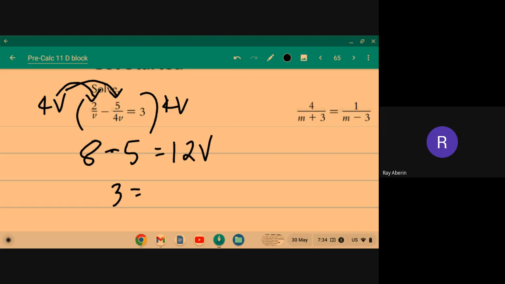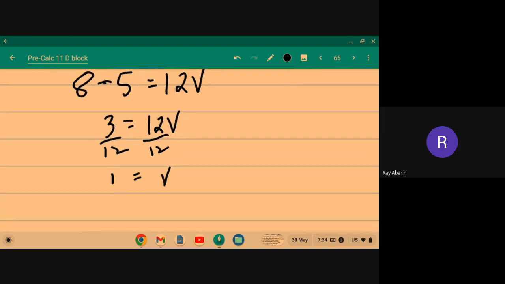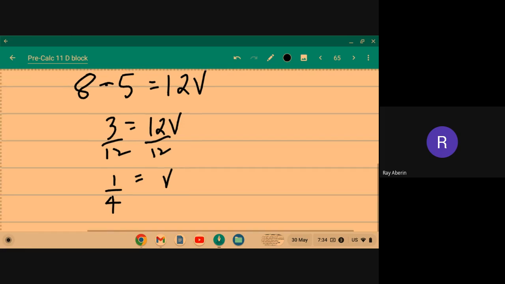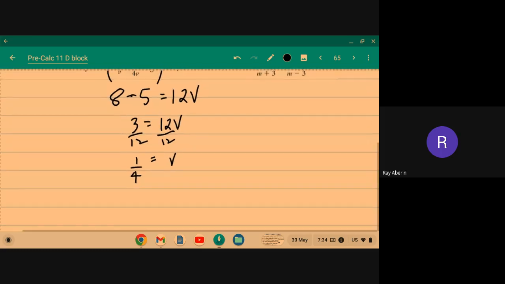3 is equal to 12v, or v is equal to, dividing both sides by 12, v is equal to 1/4. Whenever possible, see if you can plug it in so that you will be able to check your work. So let's just quickly do that.